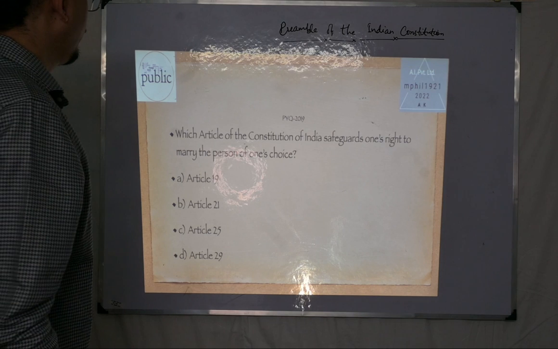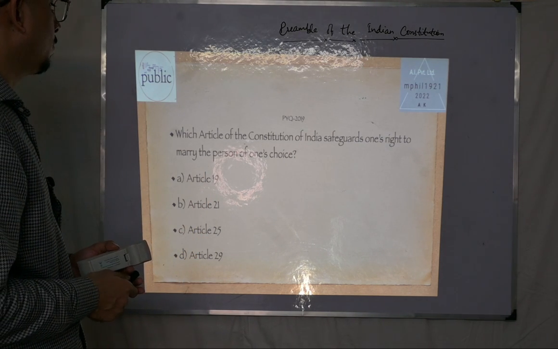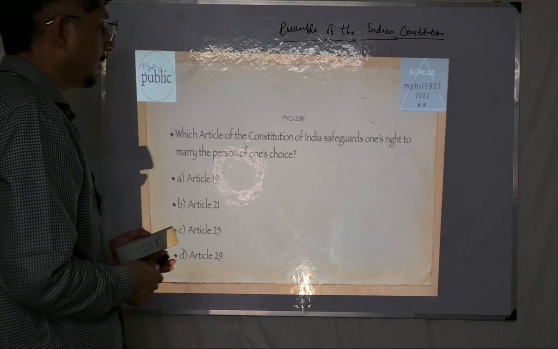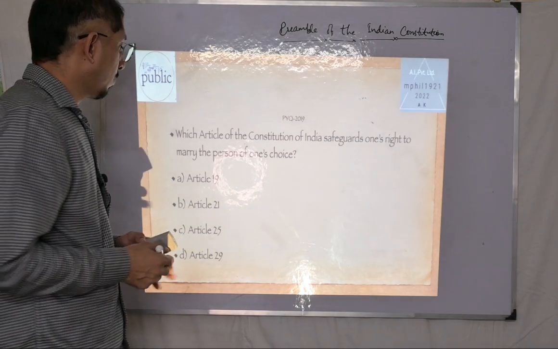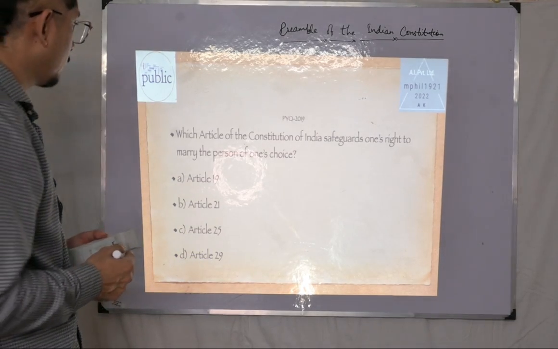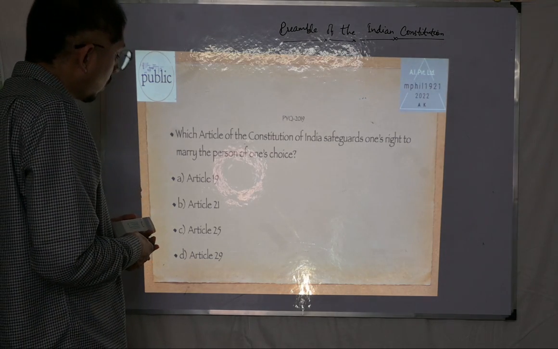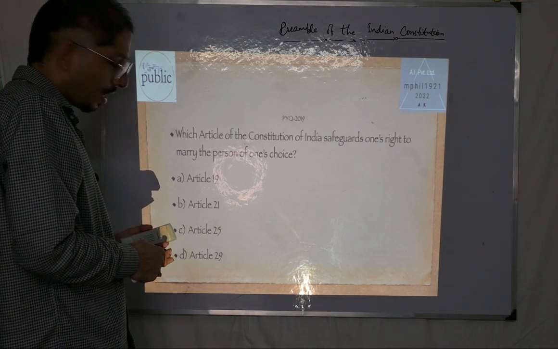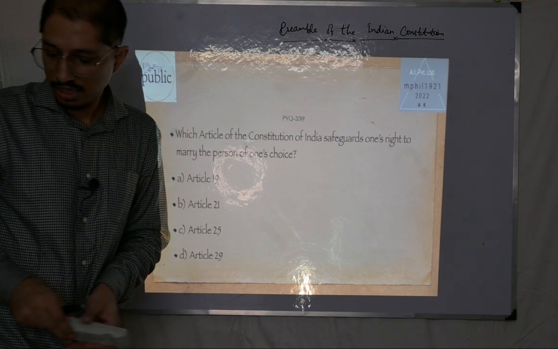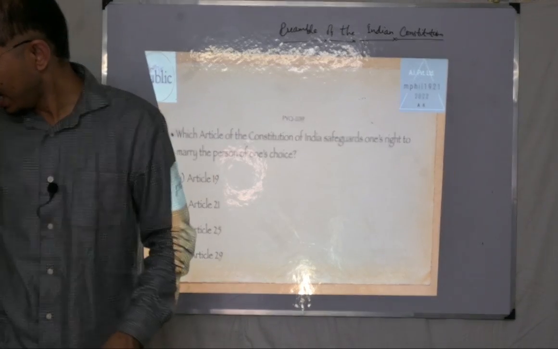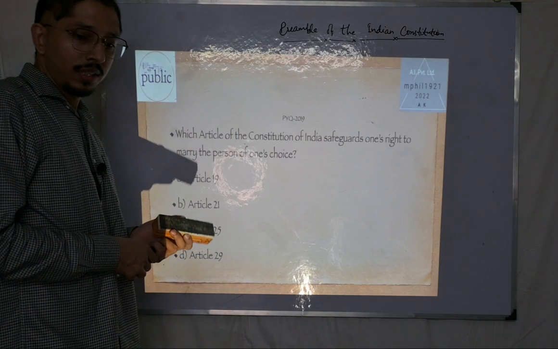Now coming to this question: which article of the Constitution of India safeguards one's right to marry the person of one's choice? Since I have seen the UPSC original answer key, it's quite easy for me to interpret it. But during the examination, you will see people get confused. These are all important articles, and we have all studied them, still we get confused. Why? Because we have not studied them in detail, and we have not focused on the current aspects.